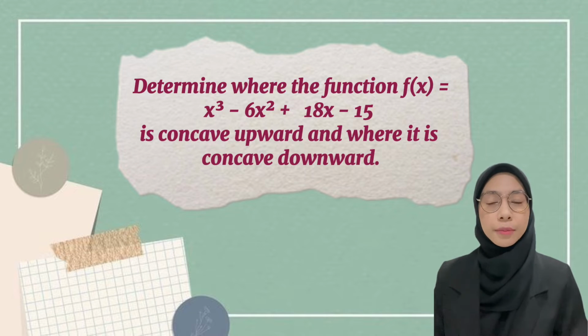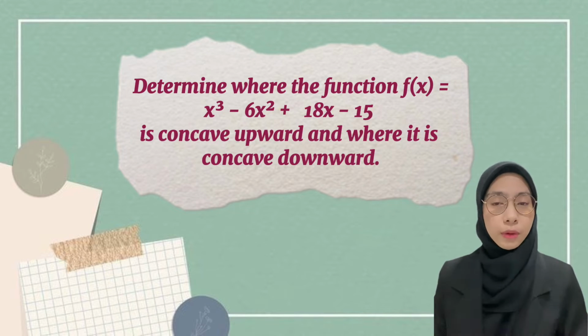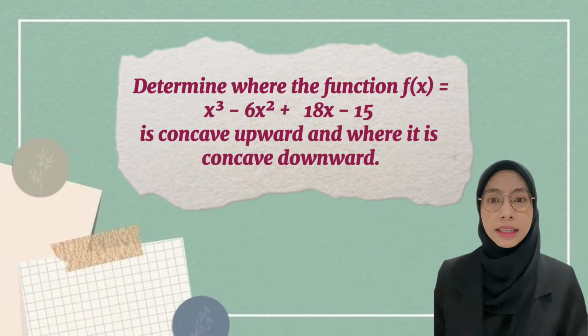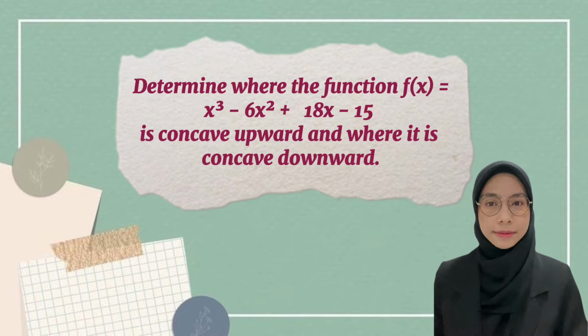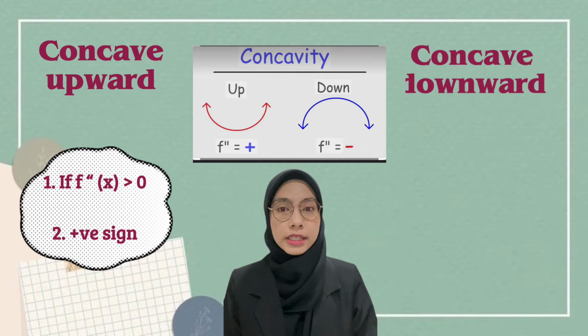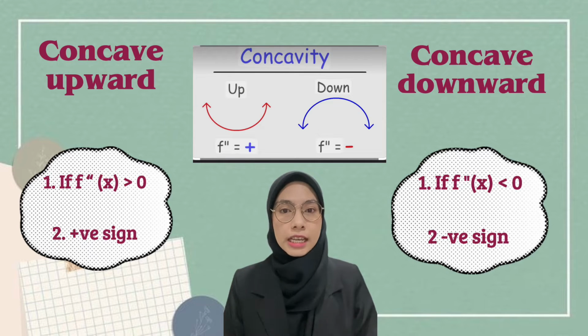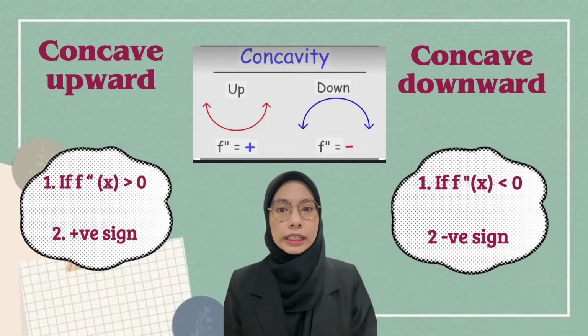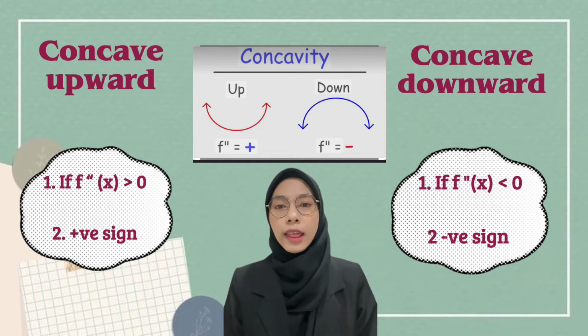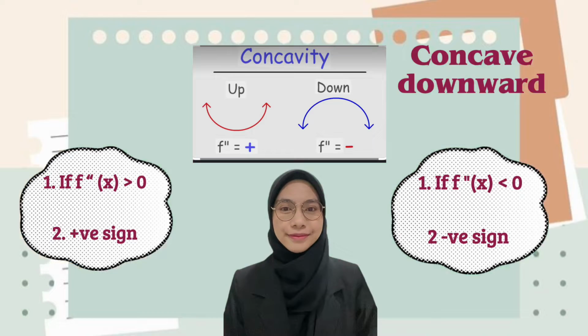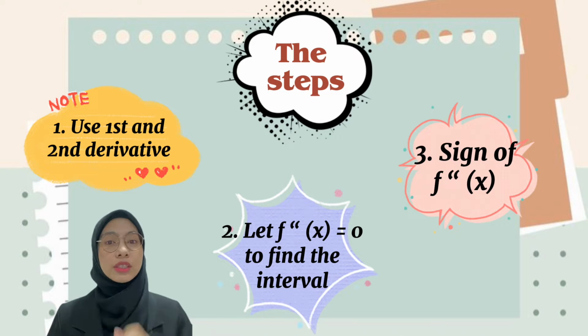First question is, determine where the function f(x) equal to x cubed minus 6x squared plus 18x minus 15 is concave upward and where it is concave downward. To make sure whether the function is concave upward or concave downward, you need to identify it. For concave upward, the second derivative must be more than 0 and the sign of the function is positive. For concave downward, the second derivative must be less than 0 and the sign of the function is negative.